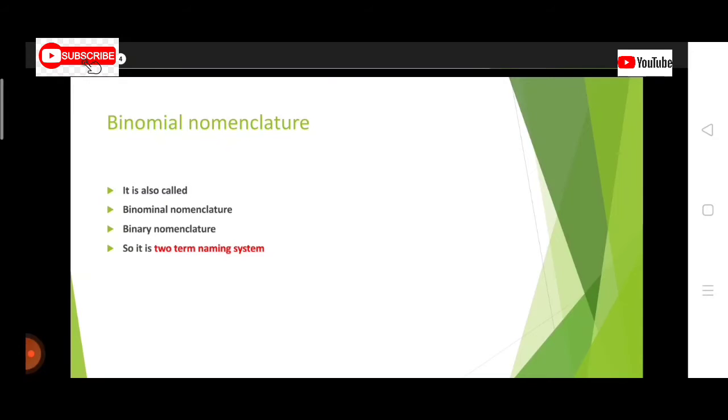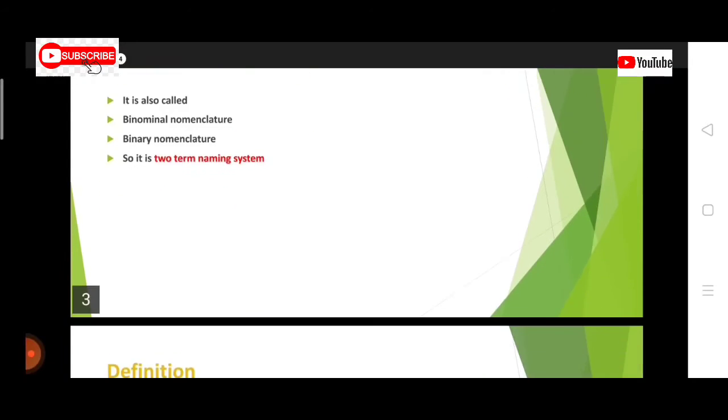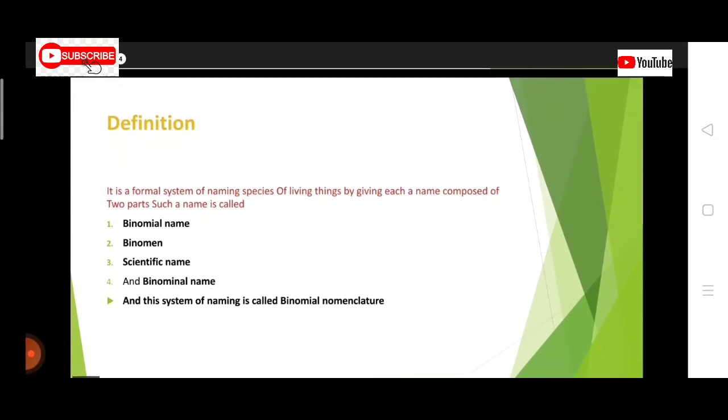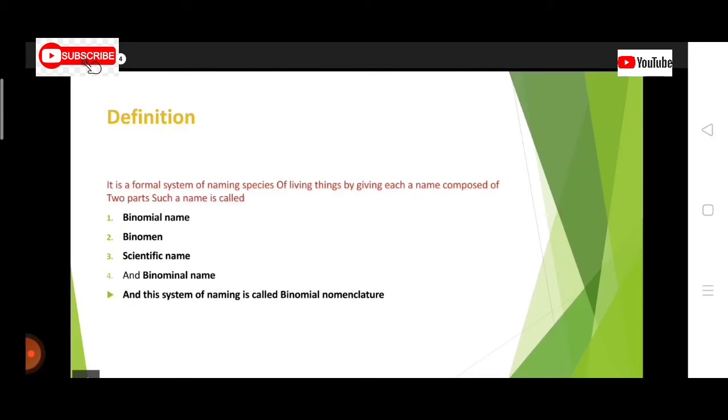After understanding taxonomy, now we are going to discuss binomial nomenclature. Binomial nomenclature is also called binominal nomenclature or binary nomenclature. So it is a two-term naming system. It is a scientific system in which we give a scientific name to an organism. So what is meant by binomial nomenclature? We should know about it.